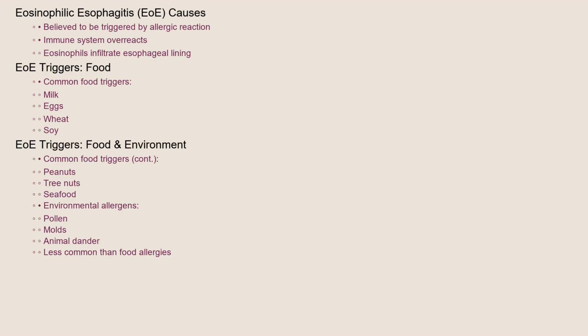The precise cause of EoE isn't fully understood, but it's believed to be triggered by an allergic reaction to foods or environmental allergens. When susceptible individuals are exposed to these triggers, their immune system overreacts, leading to the infiltration of eosinophils, a type of white blood cell, into the esophageal lining. Common food triggers include milk, eggs, wheat, soy, peanuts, tree nuts, and seafood. Environmental allergens like pollen, molds, and animal dander can also contribute to EoE, although less commonly than food allergies.